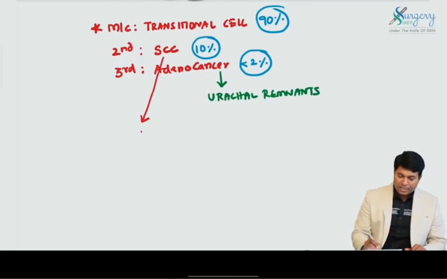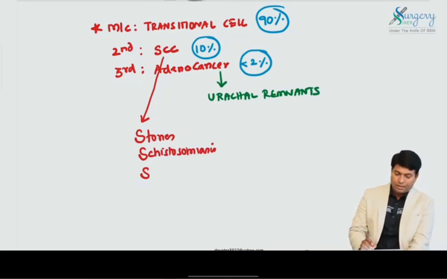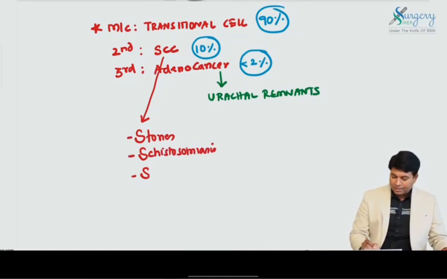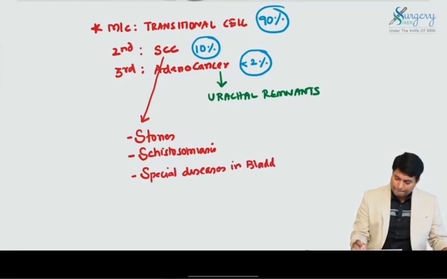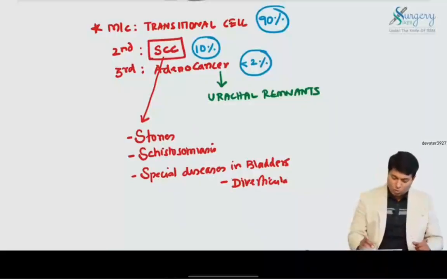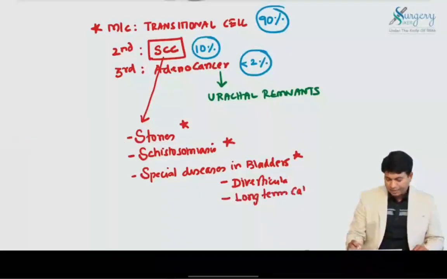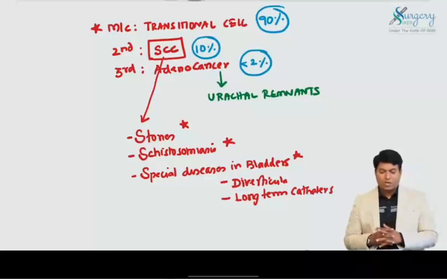Squamous cell cancer is predisposed by stones, schistosomiasis, and special diseases in the bladder, like a diverticulum in the bladder. Long-term indwelling catheters can also cause squamous cell cancer.